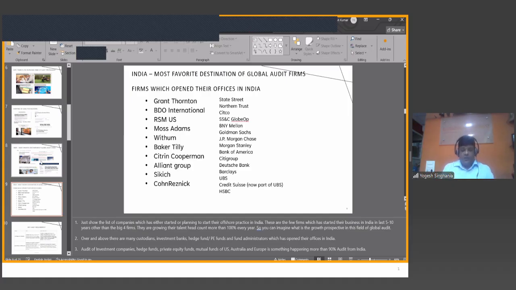Over and above these CPA firms, there are also many investment bankers, custodians, hedge funds and private equity fund managers who have opened their offices in India. Many of the investment banking firms get their financials prepared in India. So now not only are their financials prepared in India, but they are also audited in India. So these are other areas where CAs can find opportunities in the coming days. Many of the banks have already started their offshore practices here. So not only within the firms but also in industry, people can leverage their career and build their expertise in the area of audit. These are the fields where we can see opportunities coming in the next few years.